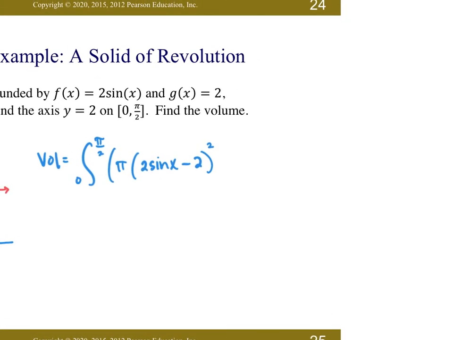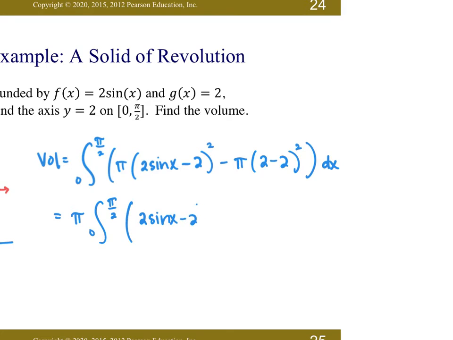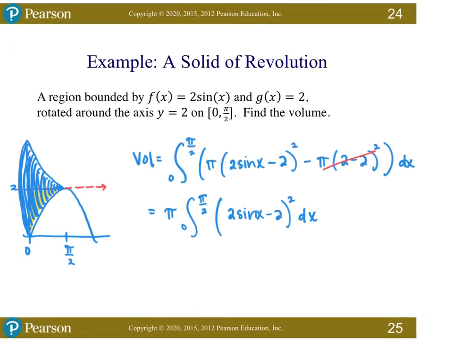And then minus pi times the boundary line of 2 minus the axis of rotation of 2, and then a parentheses and then a dx. So we can clean this up by taking the pi out to the front. And I'll have the quantity 2 sine x minus 2 quantity squared. And then this is going to be gone because it's a value of 0. So then we just have dx. And that's the setup for the volume when the axis of rotation moves to a different place.